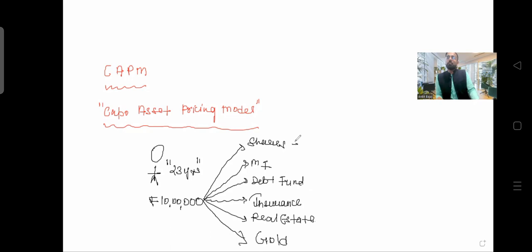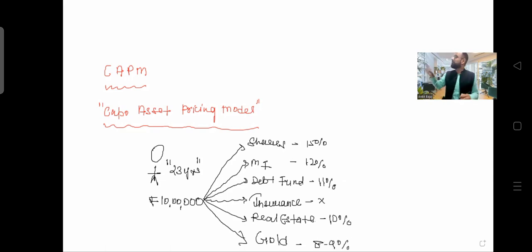About shares, from shares you can earn up to 15% return on an average every year. If I talk about mutual fund, from mutual fund you can earn up to 12% every year. I'm talking about average return, not maximum return. From debt fund, you can earn up to 10% or 11% return on an average. From insurance, I should ignore right now. From real estate, you can earn up to 10% return. And from gold, you can earn up to 8 to 9% return. That is the return you can generate from these securities.